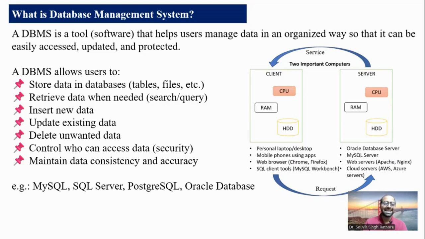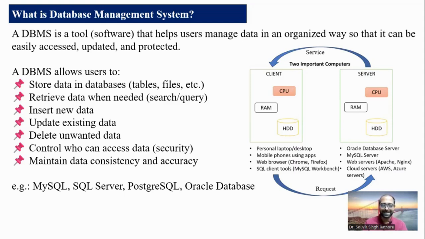So next thing is retrieving the data when needed. Show me all students from mechanical engineering. Can you search 10,000 paper records manually? It would take hours. A DBMS can find the answer in milliseconds. We simply write the query and the DBMS searches it automatically.